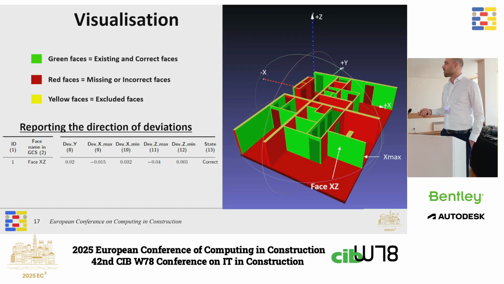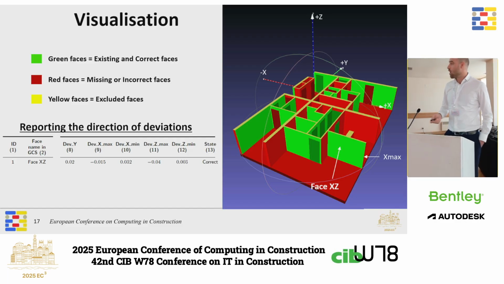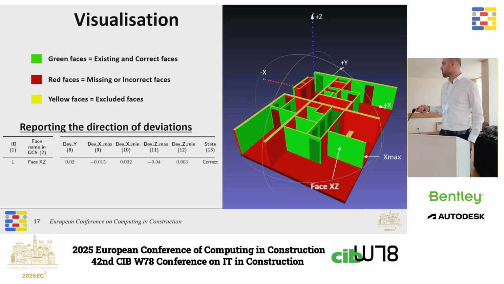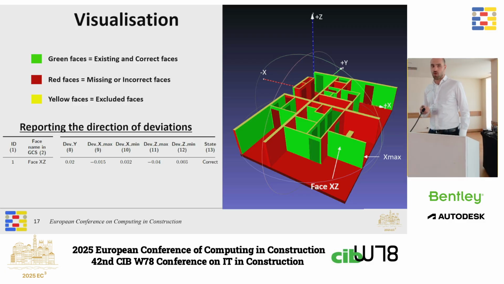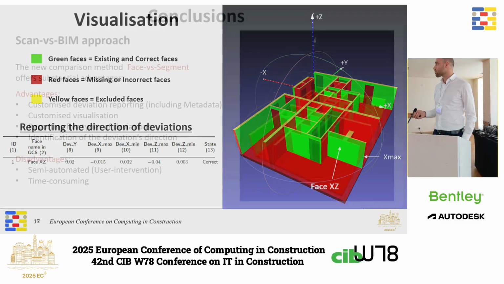One more important part here is that we also report the direction of the deviation with a sign minus or plus. Actually, for example, this means that for this phase, this edge, x max, deviates minus 1.5 centimeters towards this direction, minus axis. So with this way, we know more information about the deviations during construction.